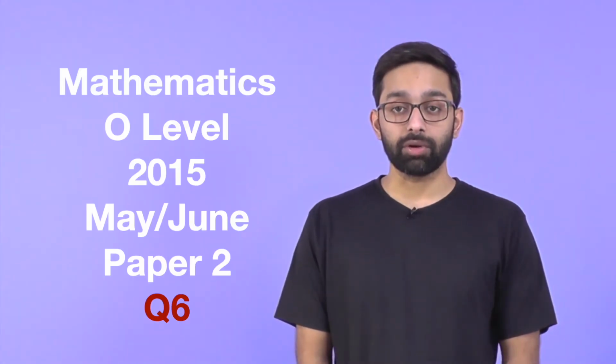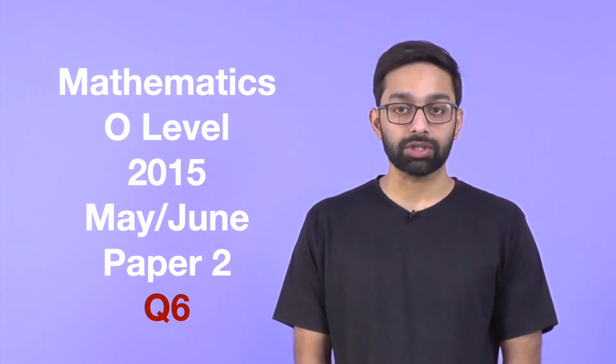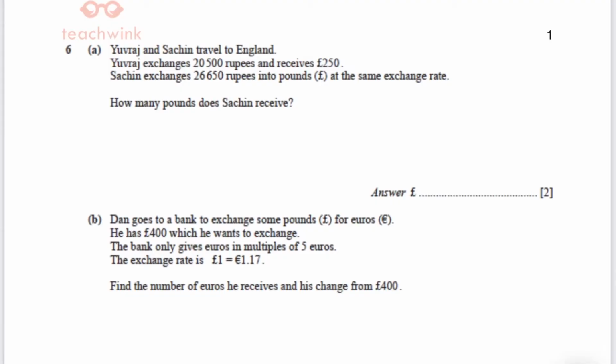Hi guys, so we'll be solving an O-level past paper question from the year 2015. The session is May-June. This is question number 6. This question is based on money, percentages and exchange rates. So let's start. The question says Yuvraj and Sachin travel to England.